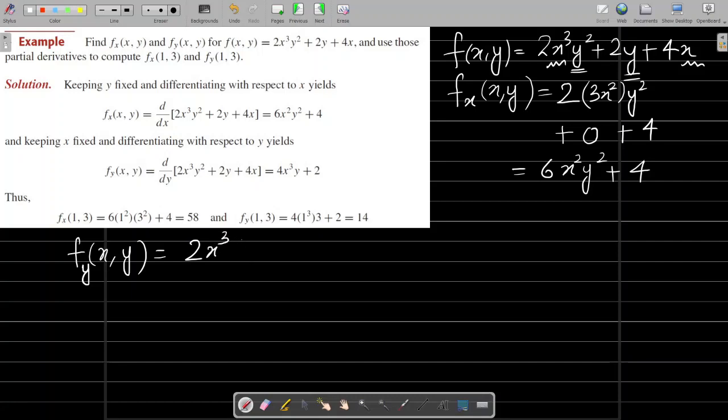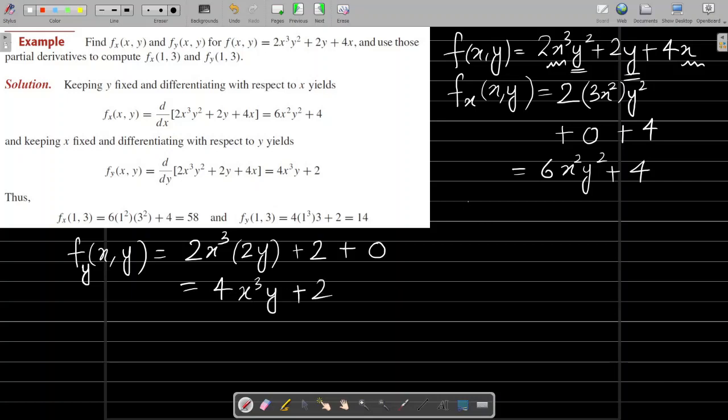Derivative of y square is 2y, plus 2 into derivative of y with respect to y, that is plus 2, plus now x is a constant, so 4x is also a constant, so derivative of 4x with respect to y is 0. So this is equal to 4 into x cube y plus 2.